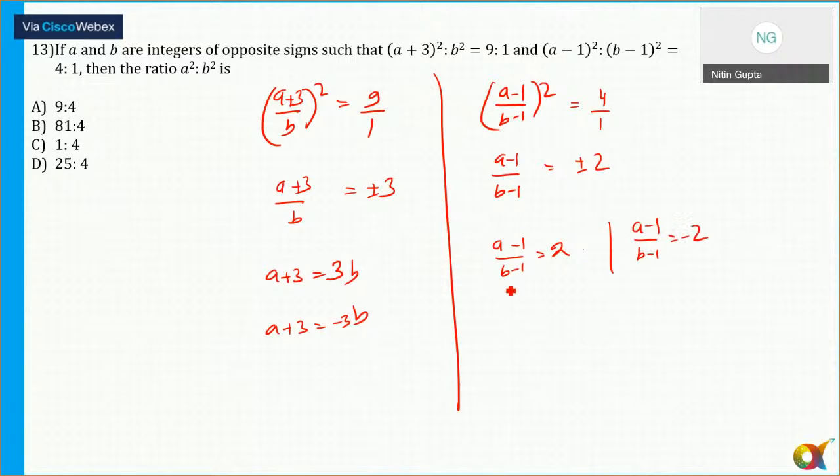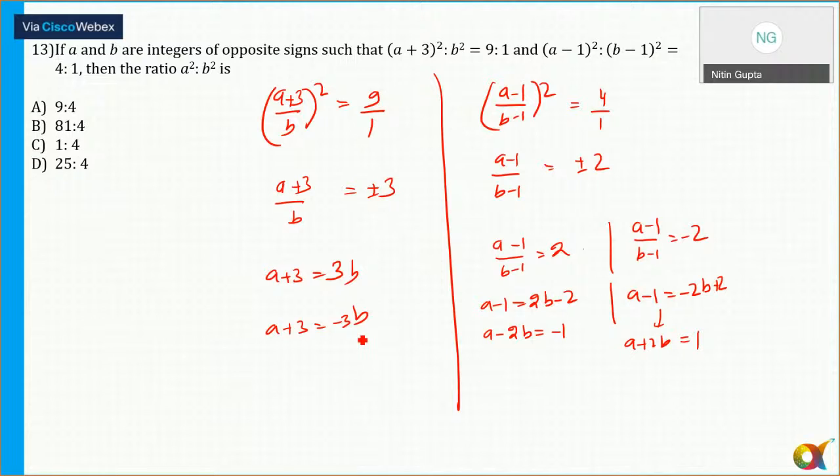So from here, if I solve this, this is A minus 1 equal to 2B minus 2. And the second case, A minus 1 is equal to minus 2B plus 2. So I'll get what here? A minus 2B is equal to 1 minus 2, which is minus 1. And the second equation here, I'll get A plus 2B is equal to 2 plus 1. So I'm getting these equations.